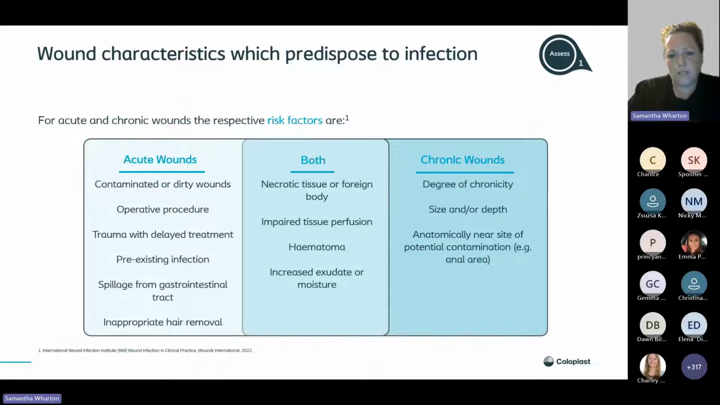Also, whereabouts on the body the wound is. Sacral or ischial pressure ulcers are going to have more chance of infection just because of where they are in terms of fecal contamination. And then for both of them, any necrotic tissue or foreign body will make it more predisposed to infection, as will impaired tissue perfusion, hematoma, and increased exudate or moisture.